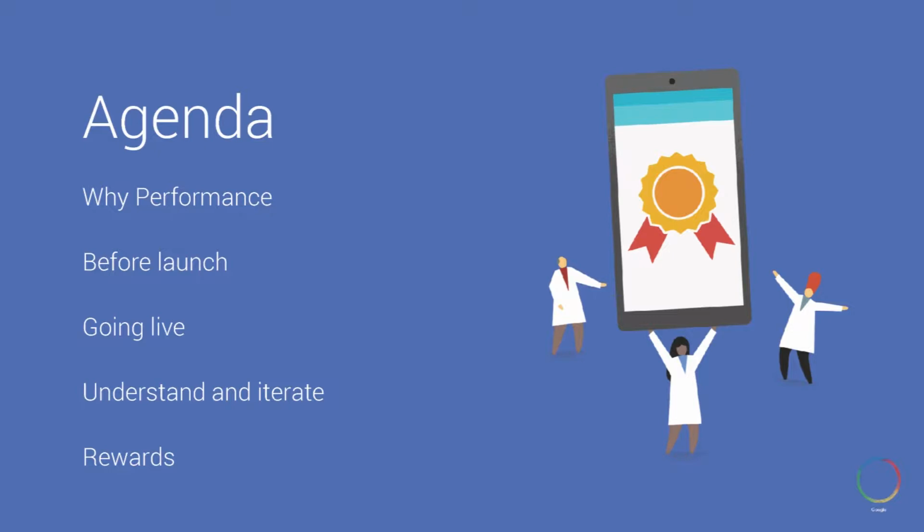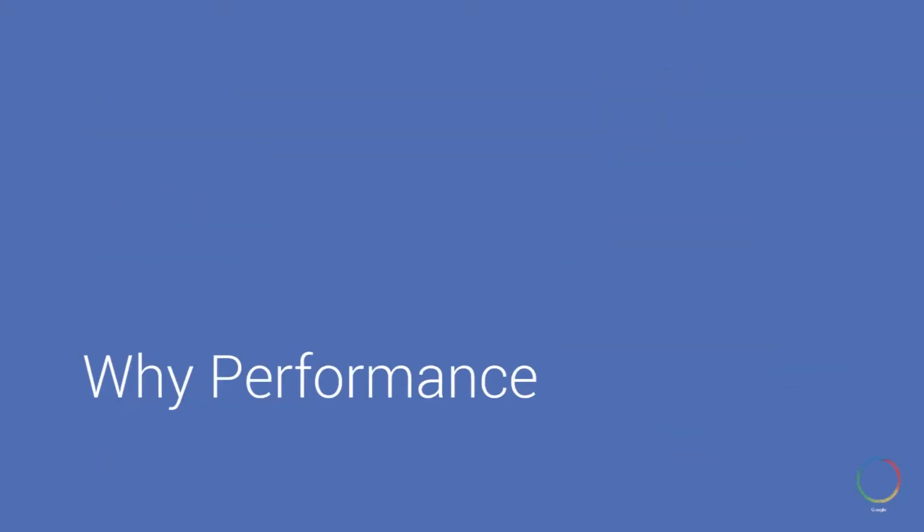Our first topic is going to be discussing how you can evaluate performance pre-launch and going live after that with the app, and finally understanding and improving performance and quality post-launch. Then we're going to discuss Android rewards for quality and how that will influence your app over time. Now I'm going to pass over to Richard, who's going to take you through some details about why performance matters.